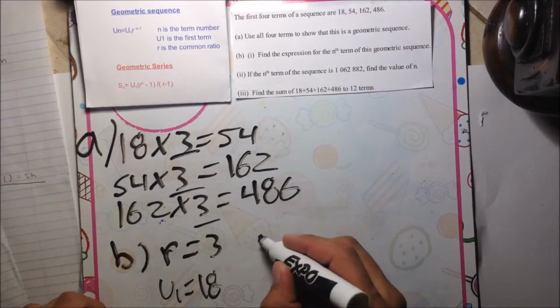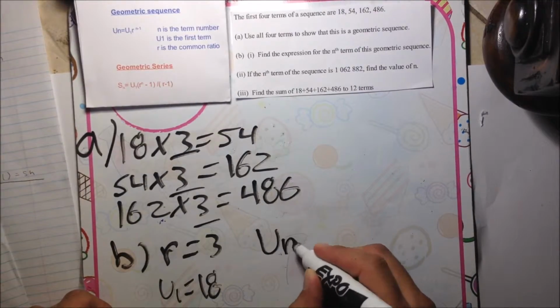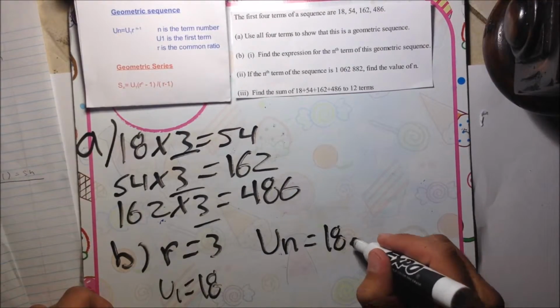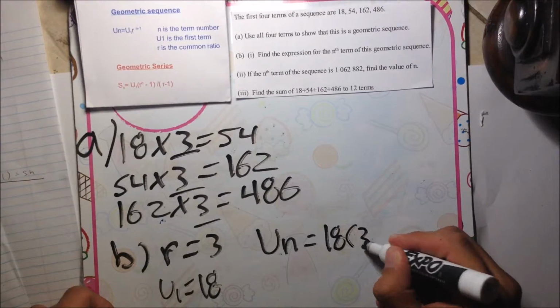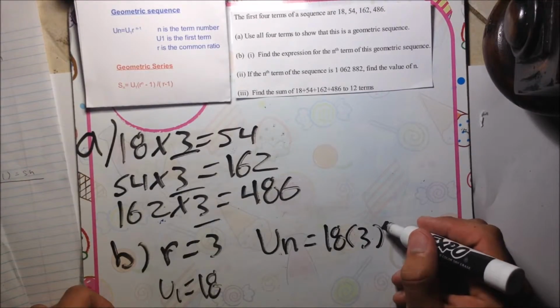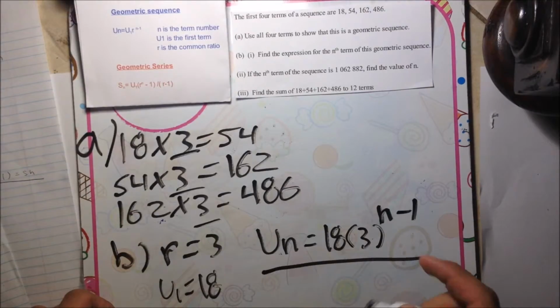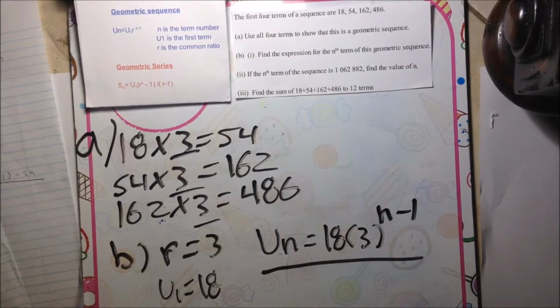Now all you have to do is plug back into the formula. Un equals u1, which is 18, times r, which is 3, to the power of n minus 1. You're done. This is your expression for the nth term of this geometric sequence.